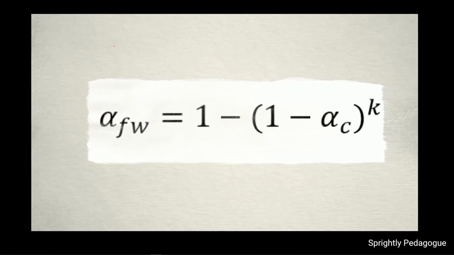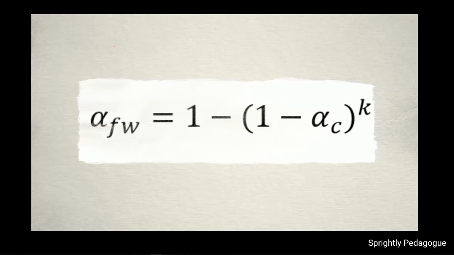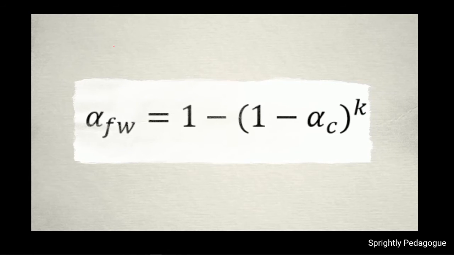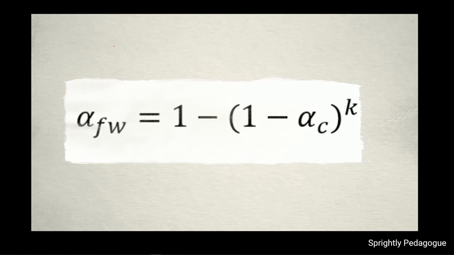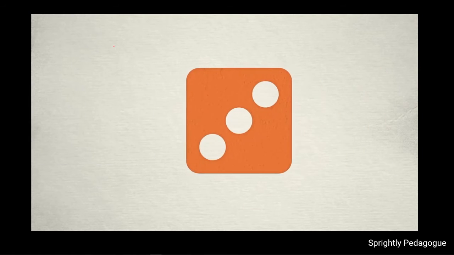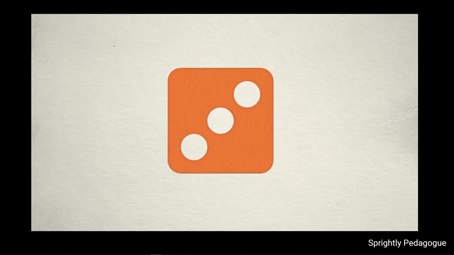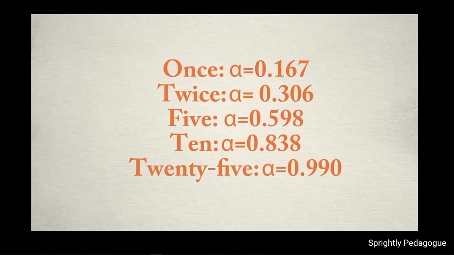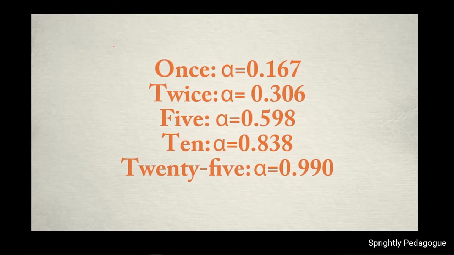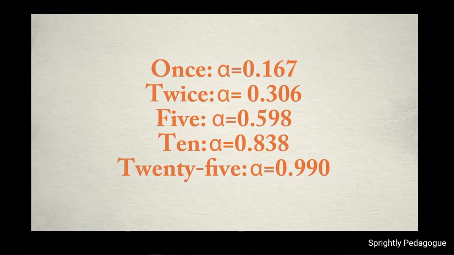The family-wise error rate can be calculated with this equation, where alpha sub c is the level of significance for one comparison, and k is the total number of comparisons being conducted. So let's go back to our dice rolls. What is the probability of rolling a 3? If we roll it once, the family-wise error rate is 0.167. If you get 2 tries, it almost doubles to 0.306.